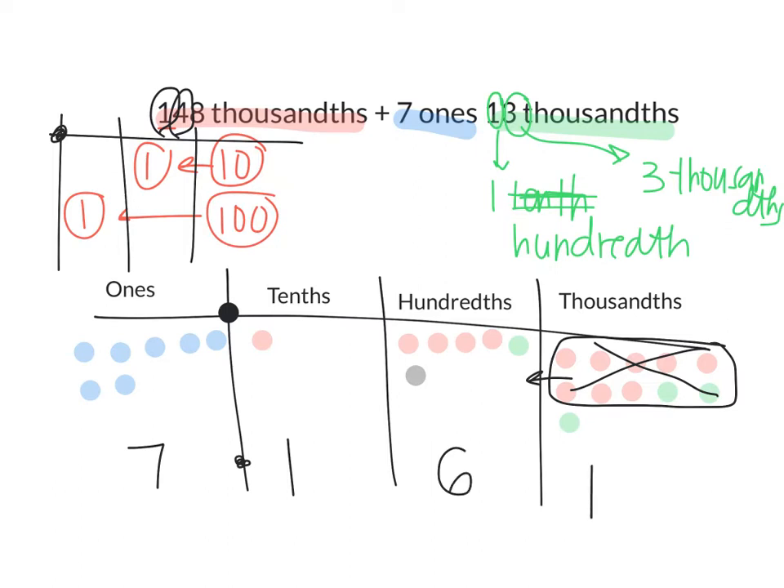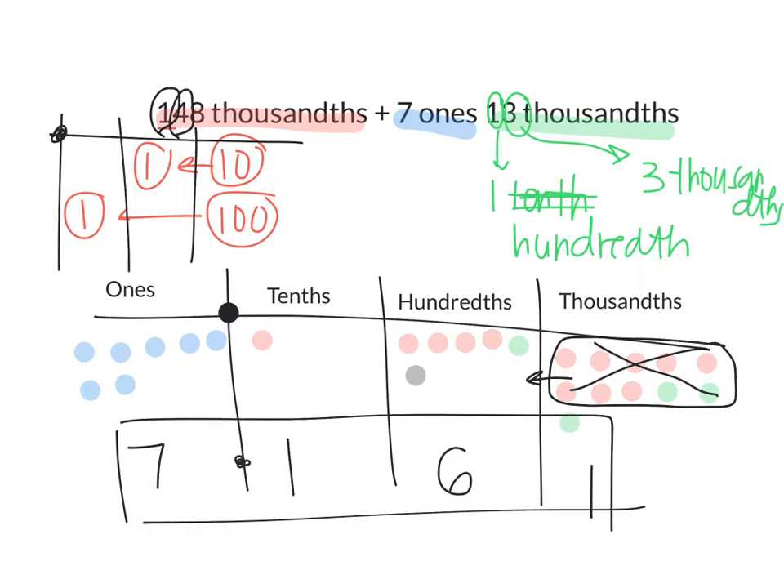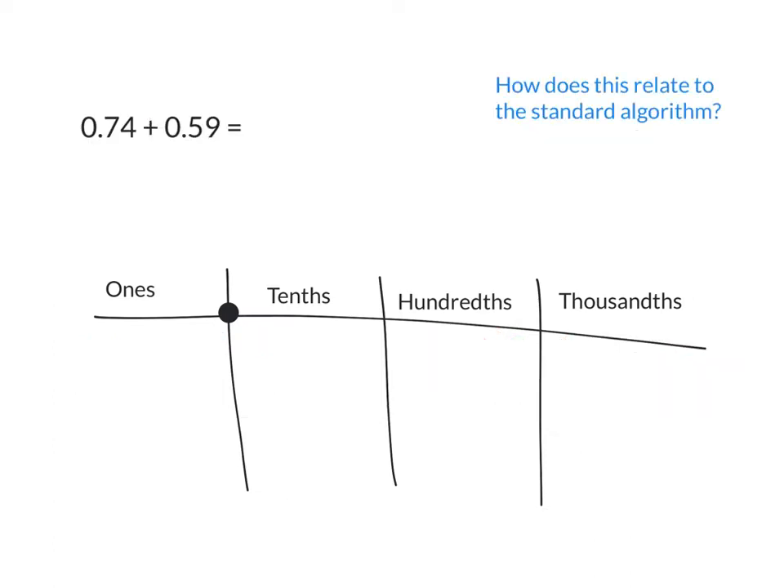So 148 thousandths plus 7 ones and 13 thousandths is 7.161. How do I say that in word form? 7 and 161 thousandths. Very good. Go ahead and copy this problem down into your notebook.